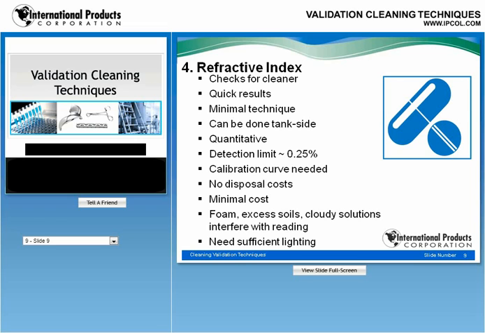And similar to titrations, a calibration curve is needed. But again, these can be provided by cleaner manufacturers. There are no disposal costs with the refractometer or the refractive index tests. You just simply apply a small quantity of the cleaning solution on the refractometer and take a reading. So the costs are minimal. The handheld refractometers are fairly reasonable in price, and there are digital versions out there as well.